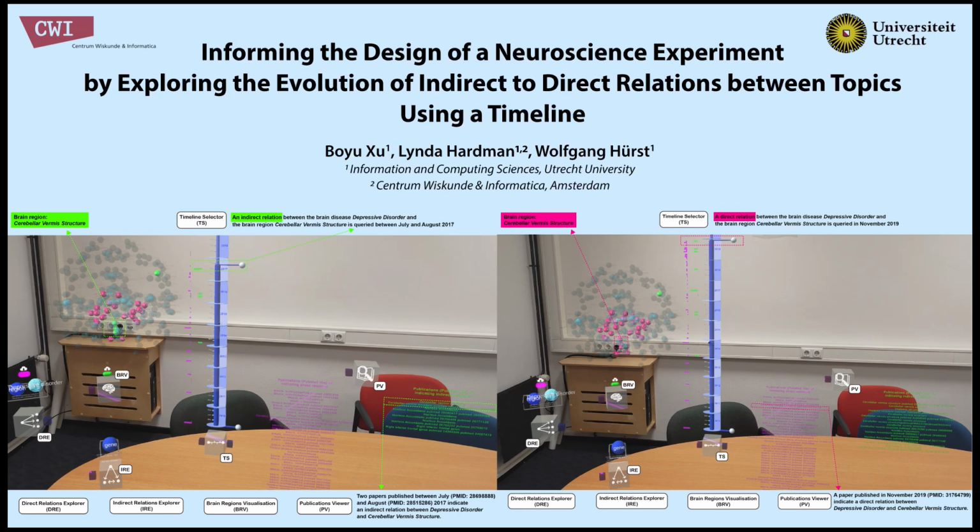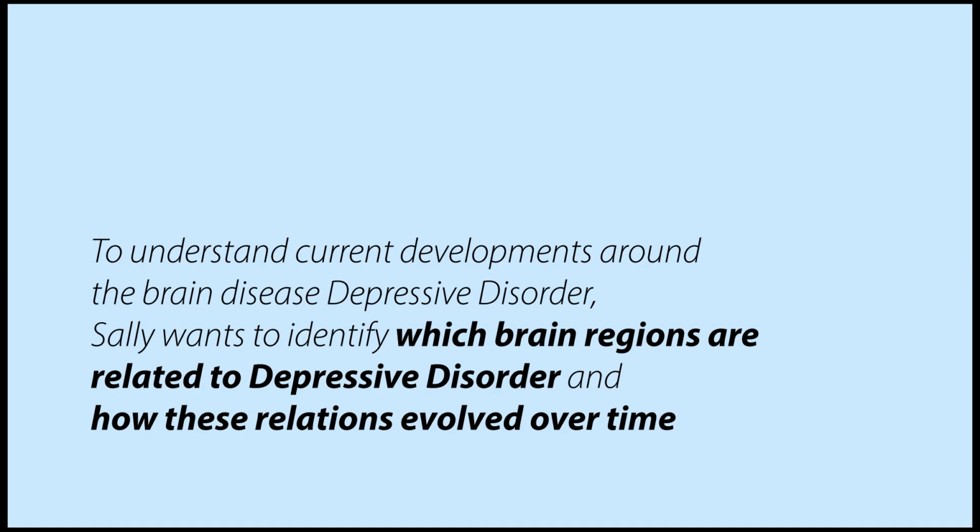Sally is a neurologist investigating which experiment she would like to design next. This requires understanding the evolution of neuroscience literature around topics that Sally is expert in, while also finding unusual relations between these and other topics. For example, to understand recent developments around the brain disease depressive disorder, she wants to identify which brain regions are related and how these relations have evolved over time.